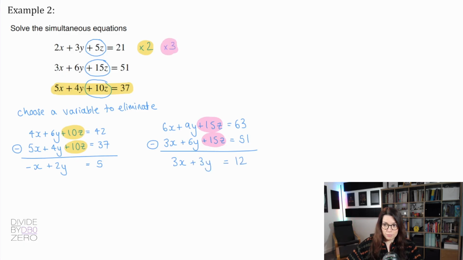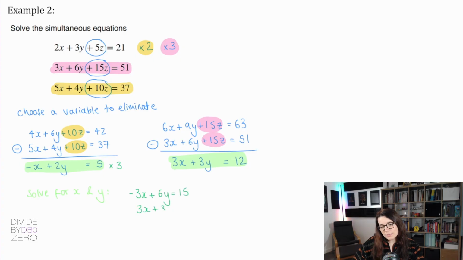So once again, that came from timesing the top equation by 3 and then taking the middle equation as it came. Now we have two equations in two unknowns, x and y, which we can solve simultaneously. If we times this equation by 3, we'll get minus 3x plus 6y equals 15. And then the other equation underneath is 3x plus 3y equals 12. I can add those two together to eliminate x and get 9y equals 27.